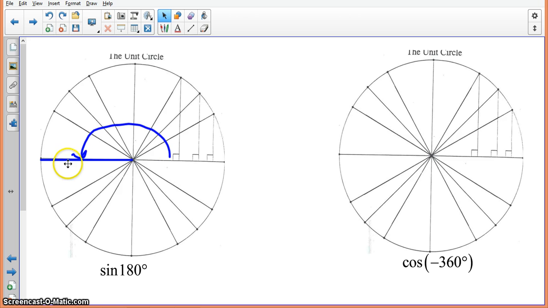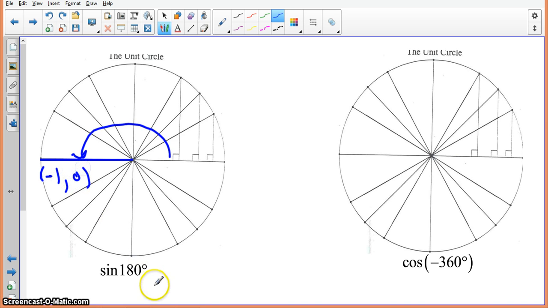So here's 180 degrees, a straight angle. Alright, what are the coordinates? Well, the coordinates right here would be negative 1, 0. So the answer is just 0. The y coordinate is 0. Alright, remember what the sine is. It's the y coordinate of the point out here on the surface of the unit circle. So there you go.